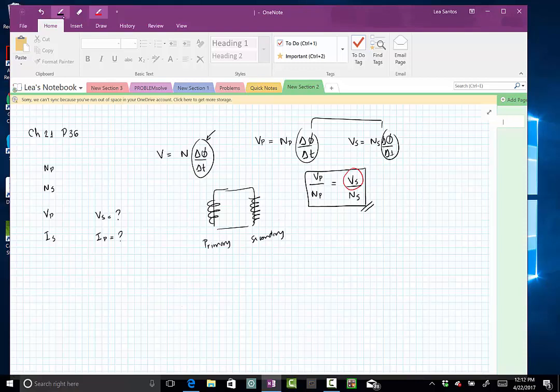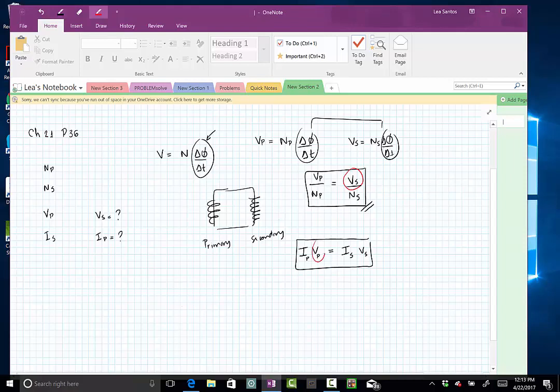Okay, another equation that we can use is the one connecting the currents. If energy is conserved, then we have that IV for the primary, so IPVP is equal to the energy for the secondary, ISVS, right? And from here, we can also find the other question of the problem, which is, what is the IP?